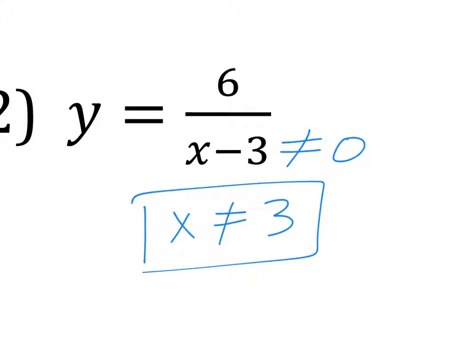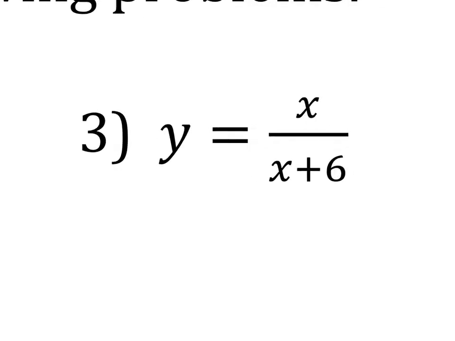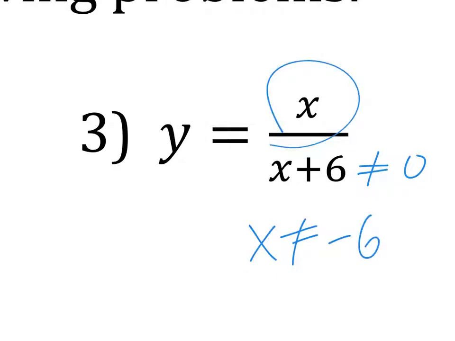Let's try another one. Number 3, x over x plus 6. The question is, what are you looking for? The numerator or denominator? Denominator, so denominator can't equal what? Denominator can't equal 0, so x can't equal negative 6. Do we care about this x in the numerator? No, because egg is okay to go on the plate. You just can't have plate go on the egg. We don't care about the numerator.